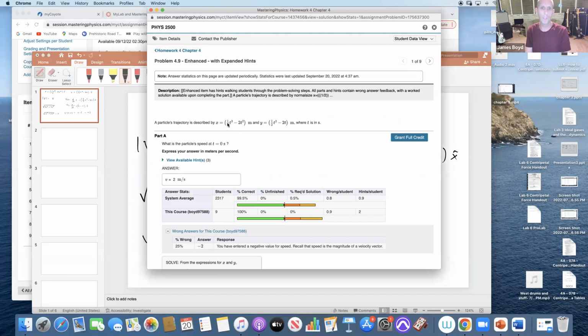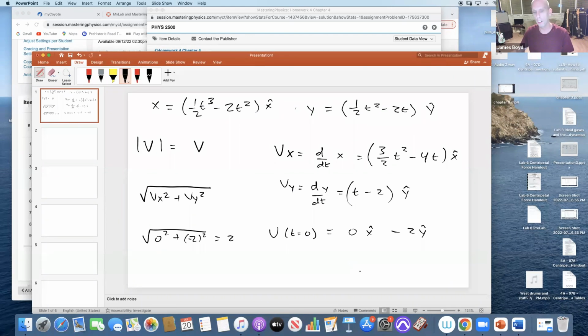So this first question, we were given the following function as x and y. This is really our rx and our ry. In order to find the speed, we need to take the derivative of x and the derivative of y, and that becomes our v. Our v is vx plus vy in the obvious x hat, y hat direction. Taking those derivatives, we get 3/2 t squared minus 2 times 2t. 2 over 2 is 1 times t minus 2. And when we plug in t as 0, our velocity is 0 x hat minus 2 y hat.